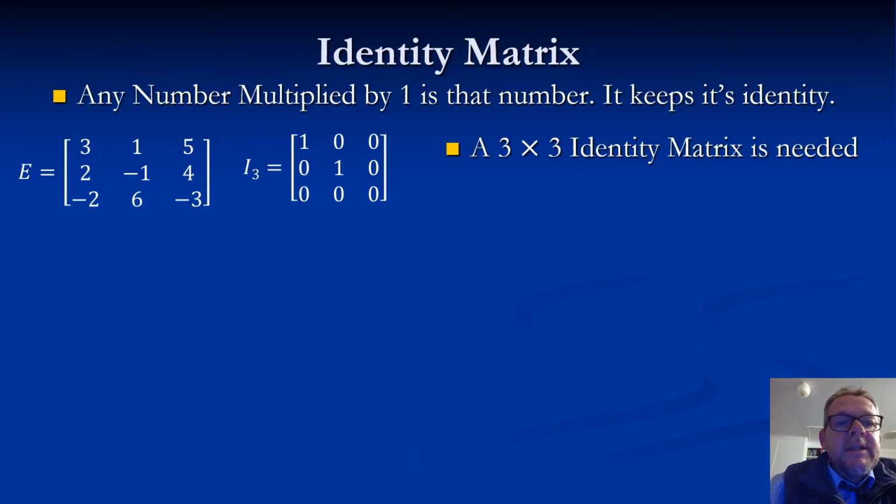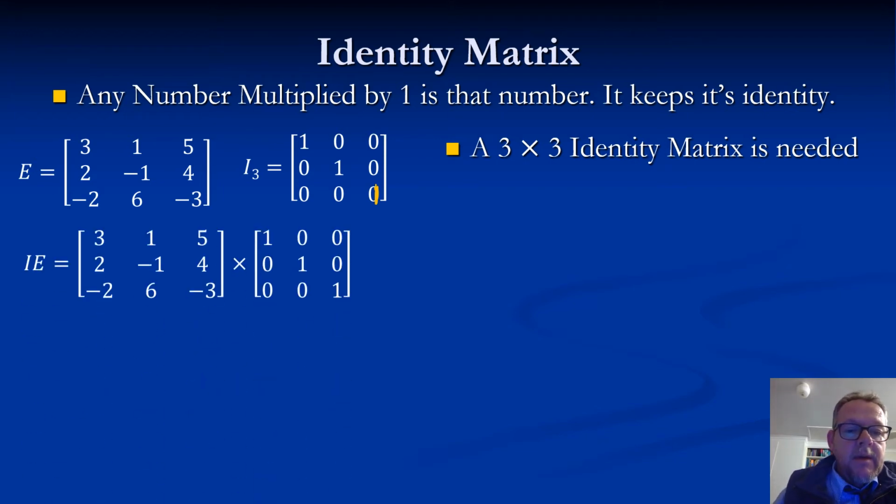Okay, let's have a look at an identity matrix. Remember, an identity matrix has the leading diagonal with 1s. I need to fix that one up. So if I want to look at the identity matrix for matrix E, you can see it's a 3 by 3 square matrix, so I'm going to need an identity matrix, which is an I3 matrix. We've got the identity matrix of E. What we're going to do is just multiply rows by columns.